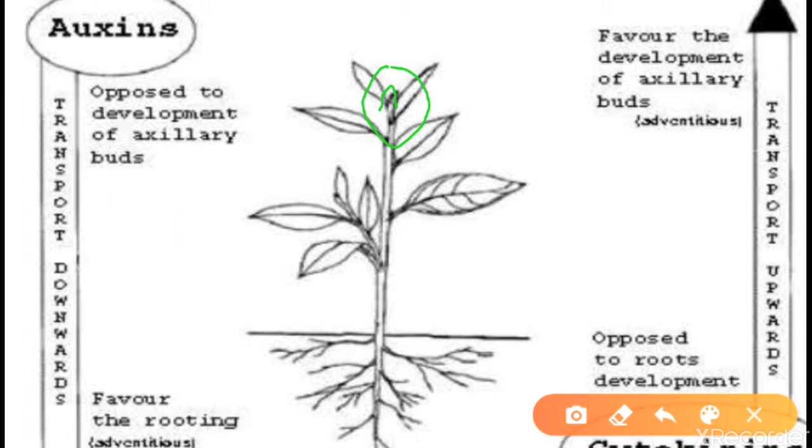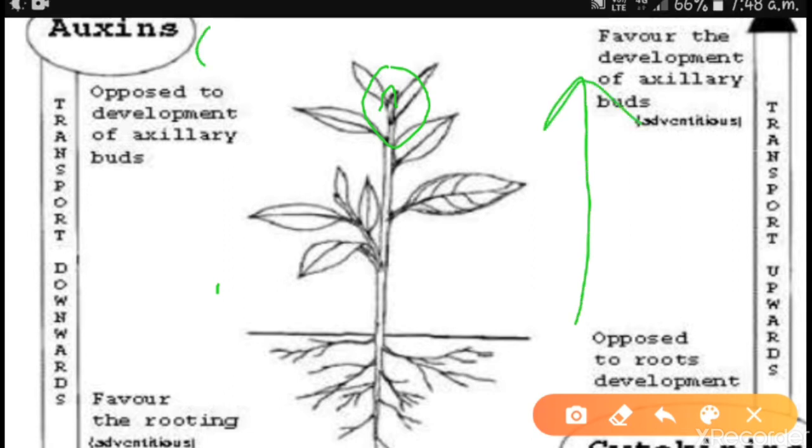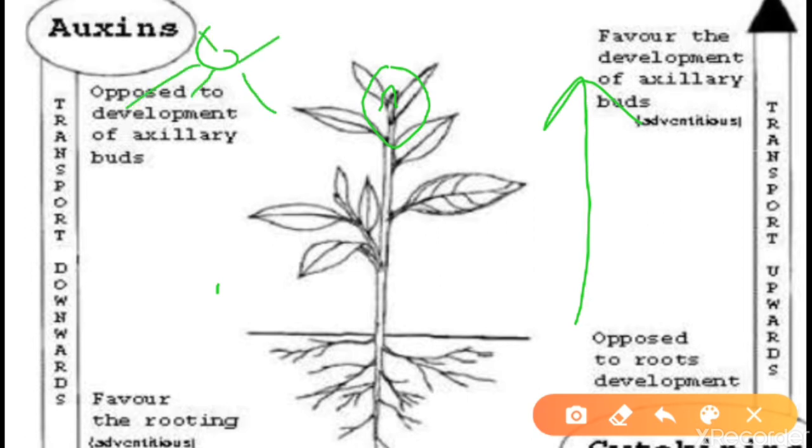First thing is, they respond to light and gravity. Actually, if I plant a tree over here, in which direction will it grow? Obviously it will grow in the upward direction. That means they are responding to the light, so they move upward. And the gravity is downward, so the roots will move downward.